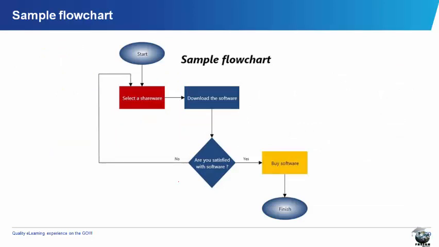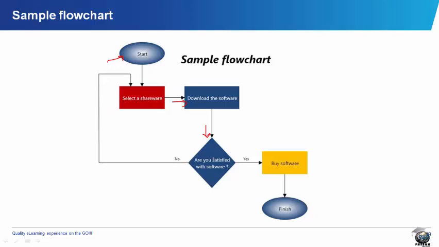A flowchart starts with a start sign, the rhombus. After that, as you see in the start sign here, then it goes down with the arrow to a process. The process here, which is a rectangle, says select a shareware. We see the arrow again. The arrow now leads to another rectangle, another process that says download the software. After that, it now leads to a diamond, a rhombus that says, are you satisfied with software?